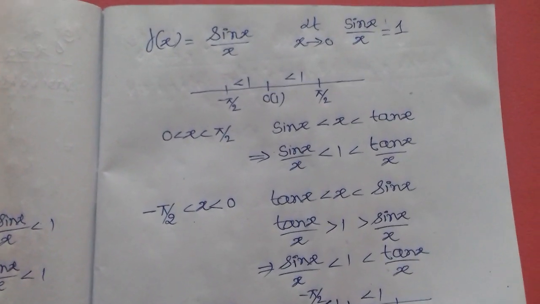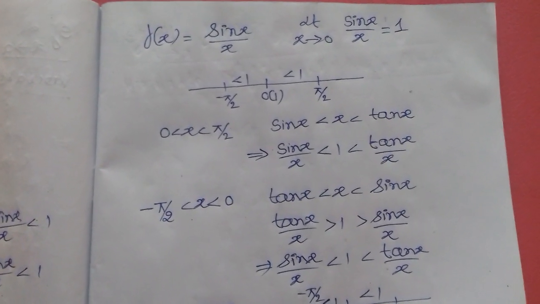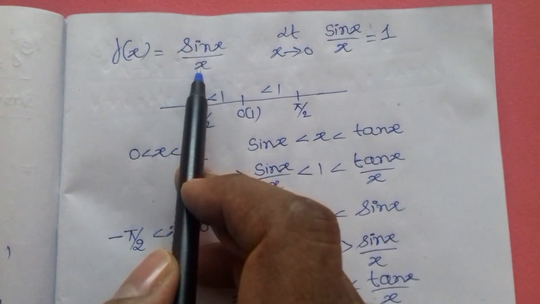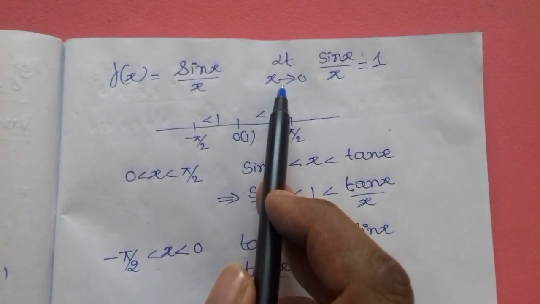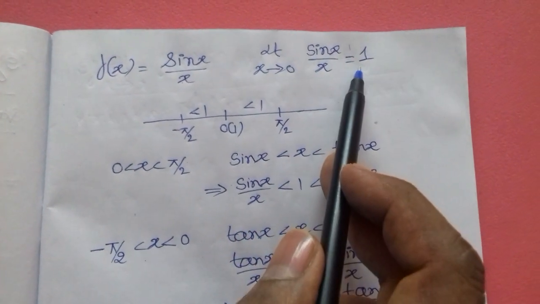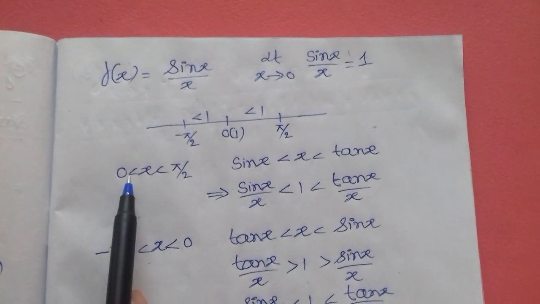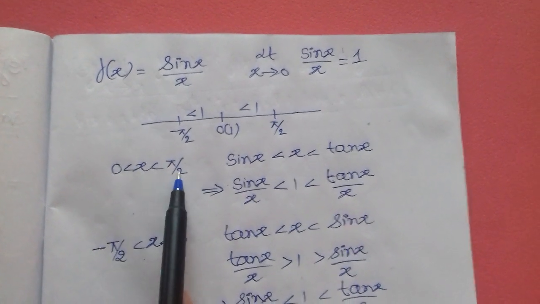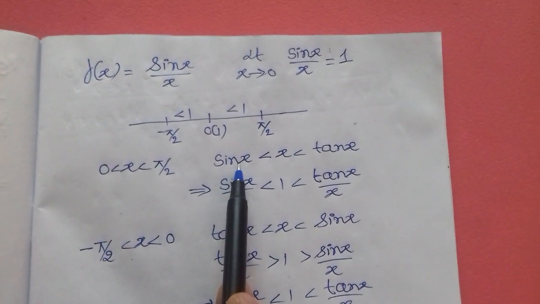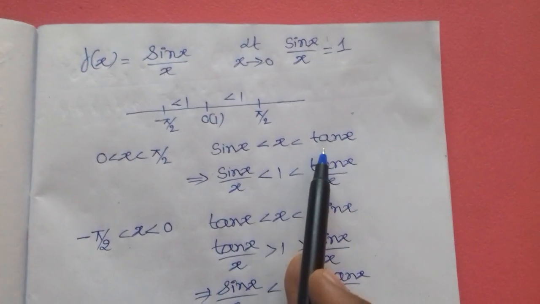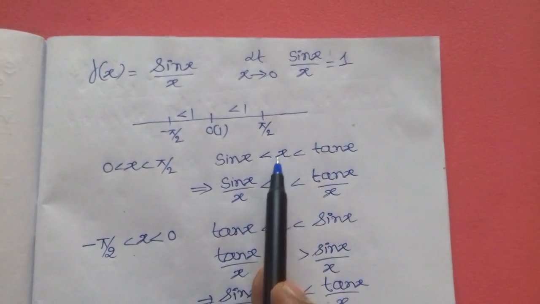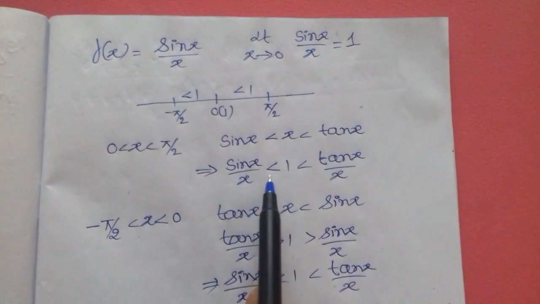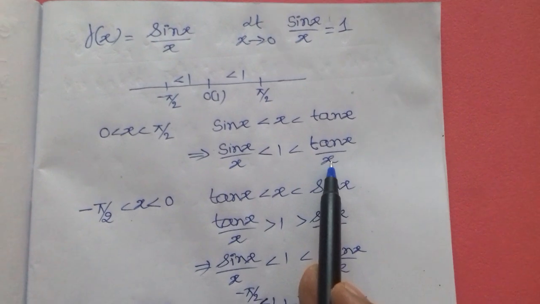Friends, today I am going to discuss a small concept in functions like f of x equals sin x by x function. You know that limit x tends to 0, sin x by x equals 1. Now look at its behavior in 0 to pi by 2. In 0 to pi by 2, you get the relation sin x less than tan x. As x is positive, divide the inequality with x. So sin x by x less than 1 less than tan x by x.